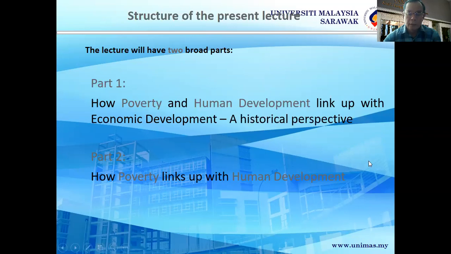All right. Last week we talked about the human development approach to development, and this week we will look at the linkage or the relationship between poverty and also human development as well.